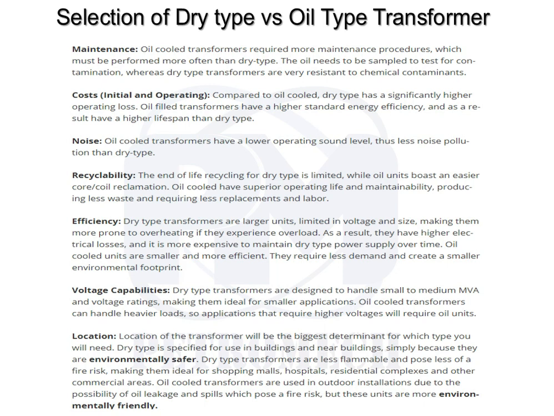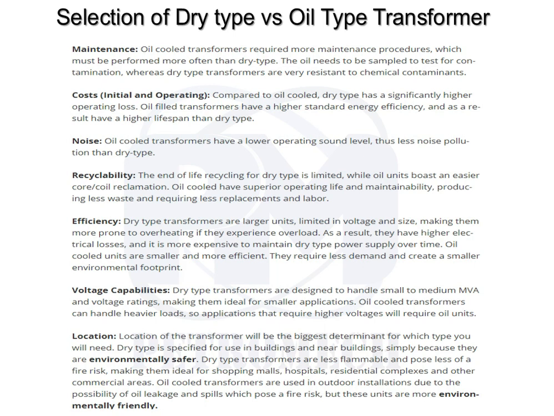Dry type transformers are larger units because they don't have insulation oil as the medium, and they are limited in voltage and size, making them more prone to overheating if they experience overload. But again, I would emphasize the overload part. Dry type transformers are mainly categorized into two types, cast resin type and VPI, vacuum pressure impregnated type. So if you have overloading, you can go for either VPI type or CRT type based on your requirements.